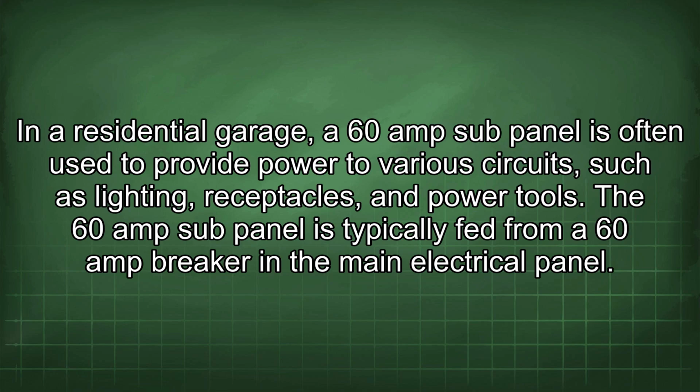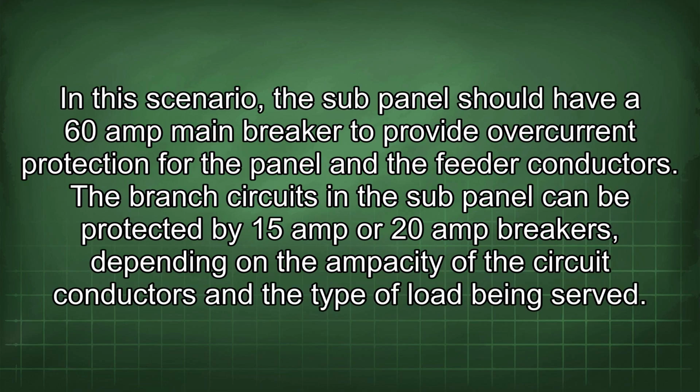In a residential garage, a 60-amp sub-panel is often used to provide power to various circuits, such as lighting, receptacles, and power tools. The 60-amp sub-panel is typically fed from a 60-amp breaker in the main electrical panel. In this scenario, the sub-panel should have a 60-amp main breaker to provide overcurrent protection for the panel and the feeder conductors. The branch circuits in the sub-panel can be protected by 15-amp or 20-amp breakers, depending on the ampacity of the circuit conductors and the type of load being served.